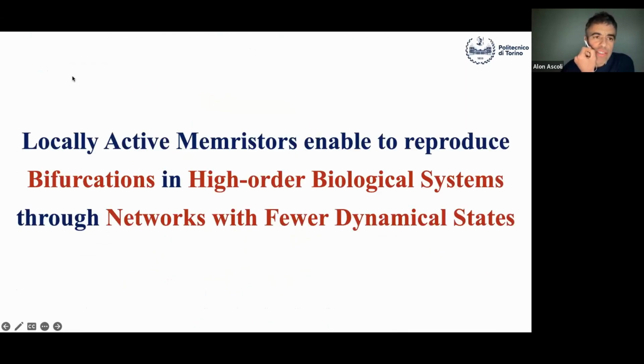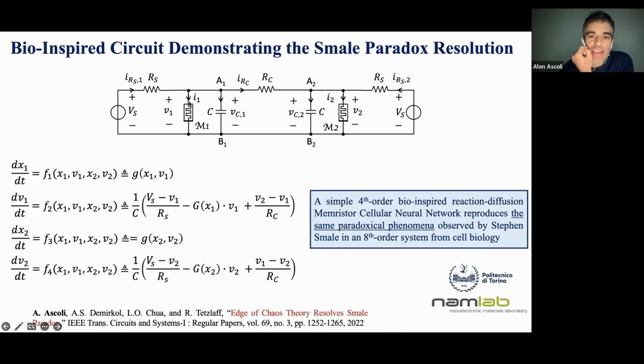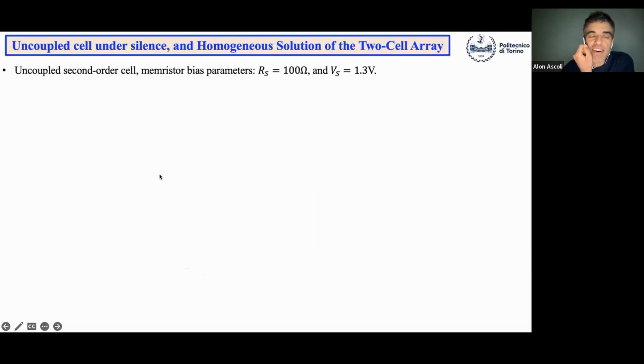So in the past, we also used this device for reproducing complex bifurcations in biology through analog computing electronic networks with fewer dynamical states than the original biological counterparts. Just to give a couple of examples here, we demonstrated how a fourth order cellular neural network employing two locally active NAMLab devices is able to reproduce a complex phenomenon observed by Stephen Smale in an eighth order system from cell biology. The idea is basically the following.